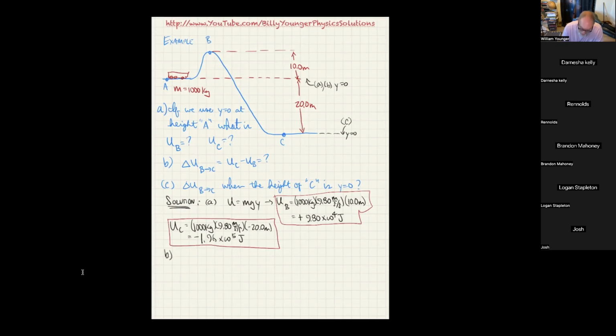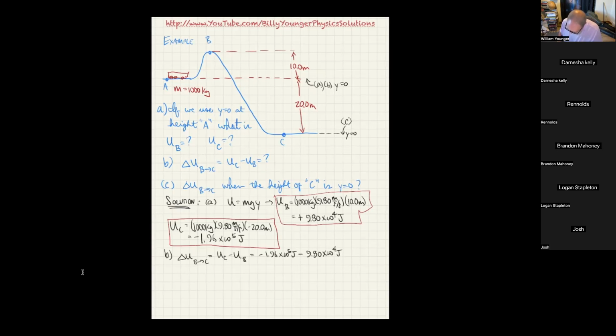So let's look at part B, where we're still using y equals 0 at the same height as A, but now they're asking you what is the change in potential energy when you go from point B to point C. Well, that's supposed to be the potential energy at C minus the potential energy at B, which should be equal to, of course, -1.96 times 10 to the 5th joules minus 9.80 times 10 to the 4th joules.